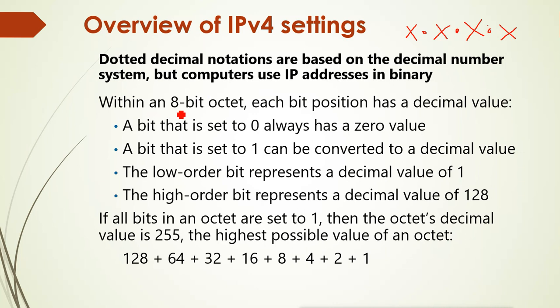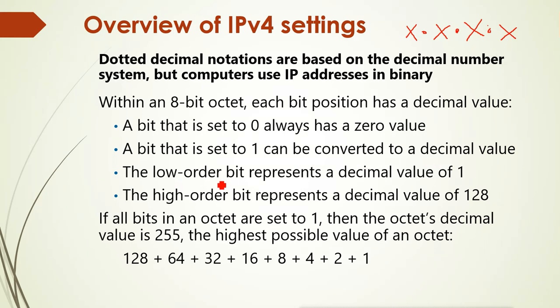Within an 8-bit octet, each bit position has a decimal value. A bit that is set to 0 always has a 0 value. When the bit is off, it will not count; it will always remain 0. Based on its position, each bit has its own decimal value, but when a bit is set to 1, it can be converted to a decimal value.